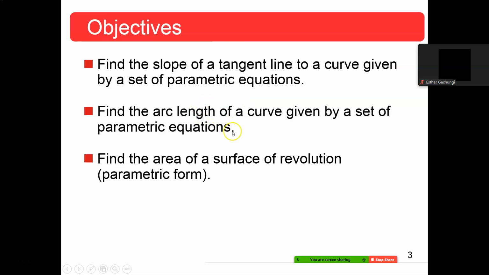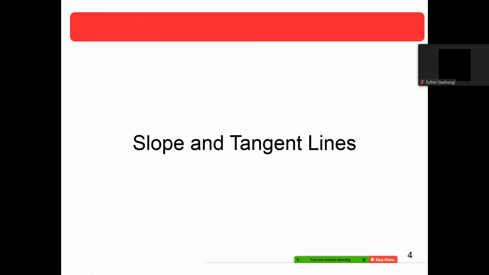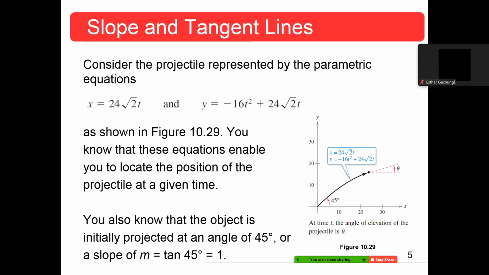We'll also find the arc length of a curve given by a set of parametric equations, not y as a function of x. And we'll find the area of a surface of revolution in parametric form. Okay? So let's get going on that. Let's start with slopes and tangent lines, not of curves, y as a function of x, but of parametric curves that are defined by a set of parametric equations.